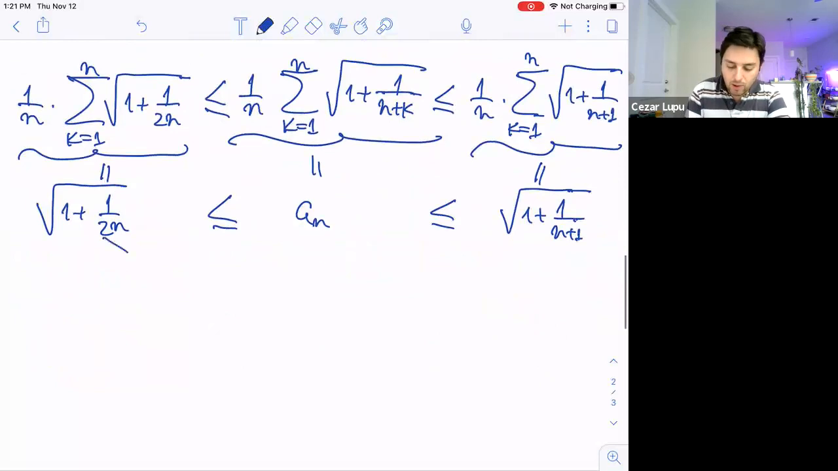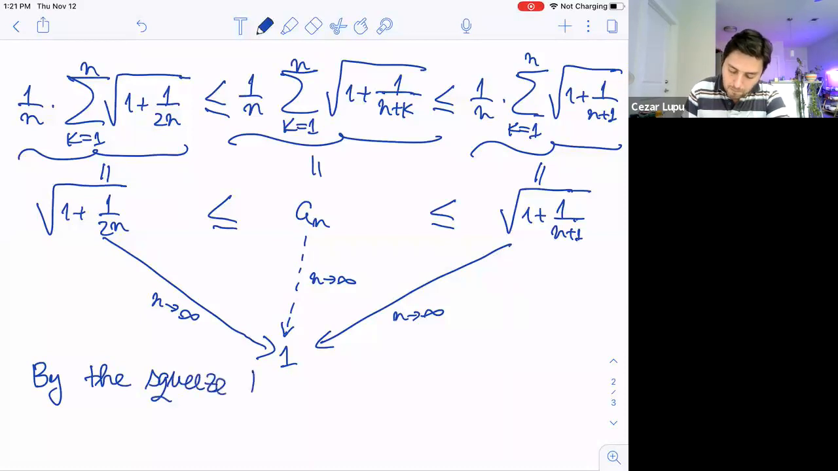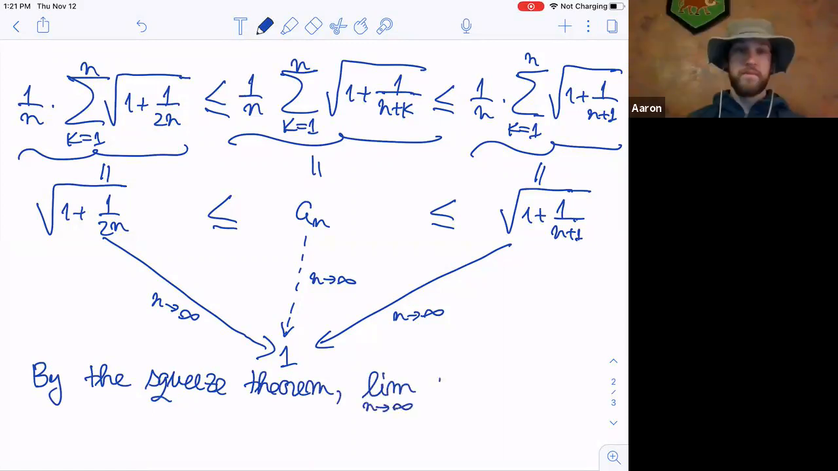Well, at this point, it's quite clear what happens. This will converge to 1. This also converges to 1. And as n approaches infinity, this will converge to 1. So by the squeeze theorem, it follows that the limit of an is 1, right?